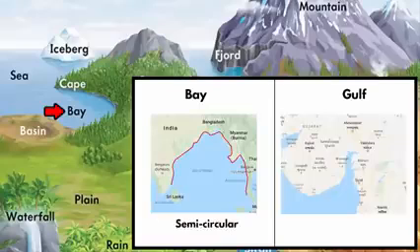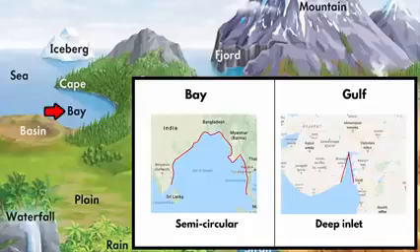If you look at the landmass around the Bay of Bengal, it is in semicircular shape. On the other hand, if you look at the Gulf of Khambat, the sea or ocean water goes deep inside the landmass. That means a gulf has a deep inlet of the sea or ocean.